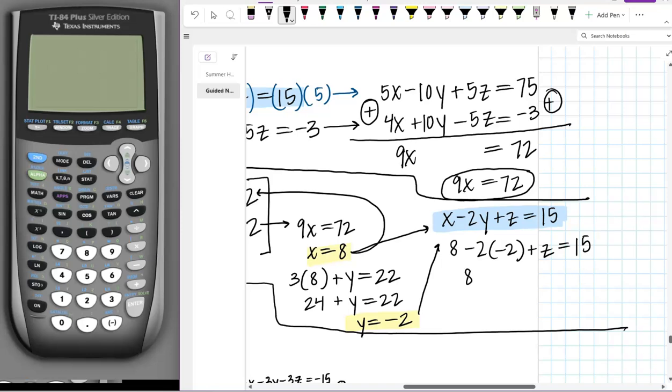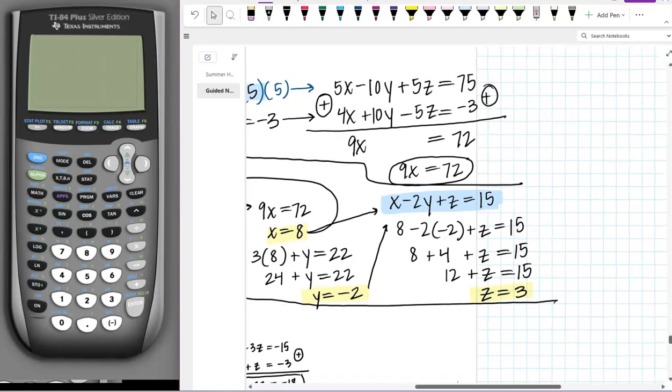Simplify, 8 plus 4 plus z equals 15. Combine your like terms. 8 and 4 together are 12, so 12 plus z equals 15. Subtracting 12 on both sides, I get z equals 3. So my final answer is x equals 8, y equals negative 2, z equals 3. You sometimes might see this written as an ordered triple in alphabetical order. So it just goes x, y, z, which would look like this. This might be another way to write that answer.